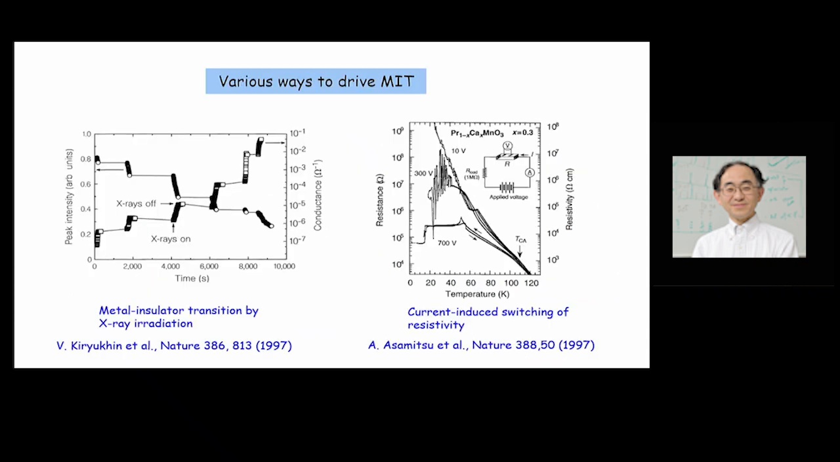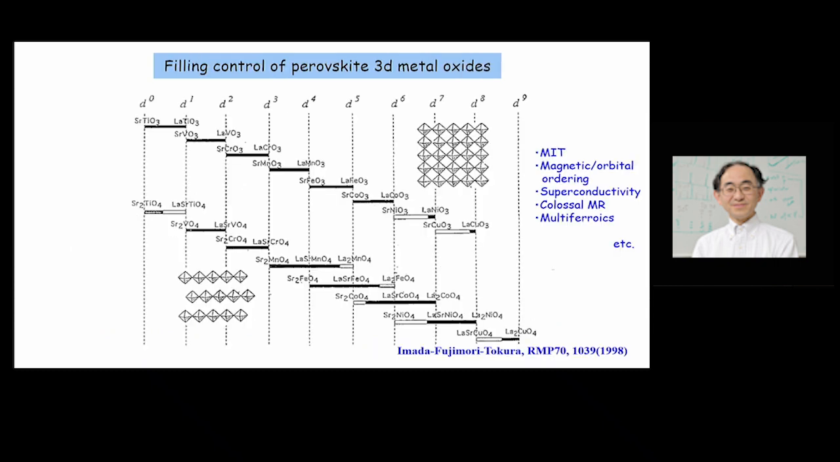And then also you shine X-rays, and then you have a metal-insulator transition. And even the non-linear effect, namely the electric field, can drive the system into the metallic state, and you have a current-induced switching of the resistivity. And here is a list of 3d transition metal oxides. A variety of phenomena occur: metal-insulator transition, magnetic and orbital ordering, superconductivity, colossal magnetoresistance, and the Mott effect, etc.